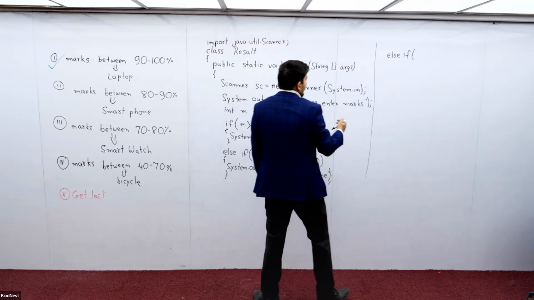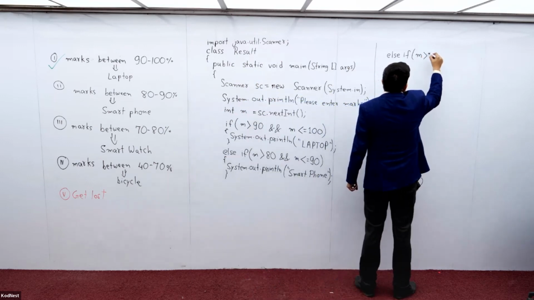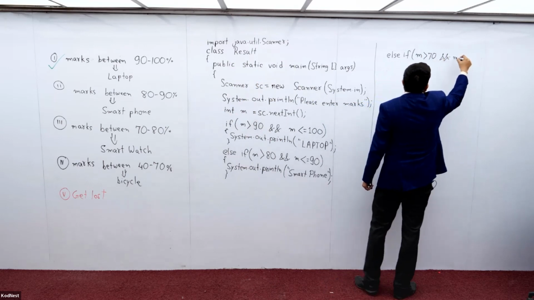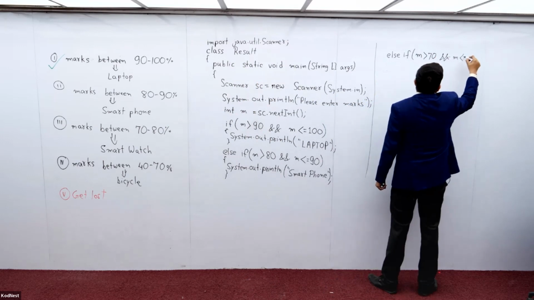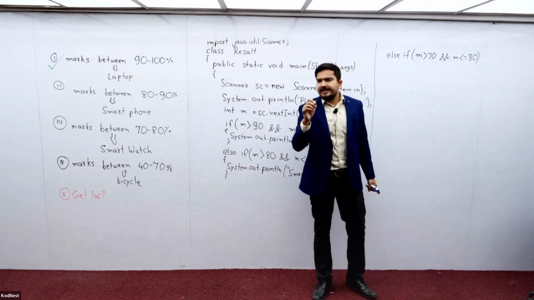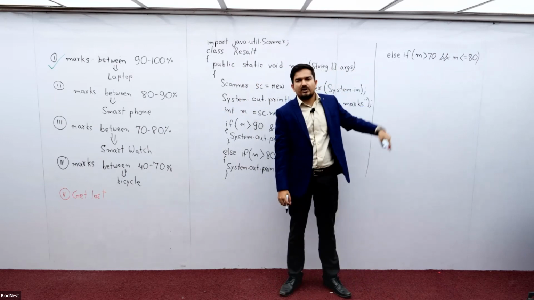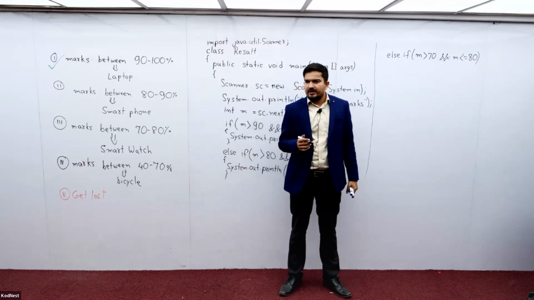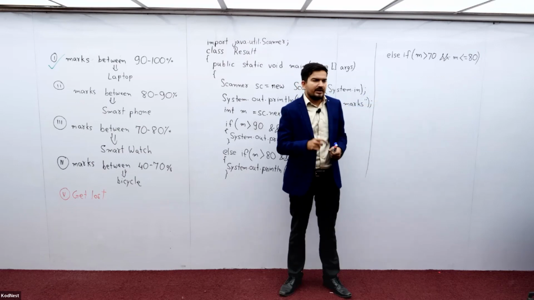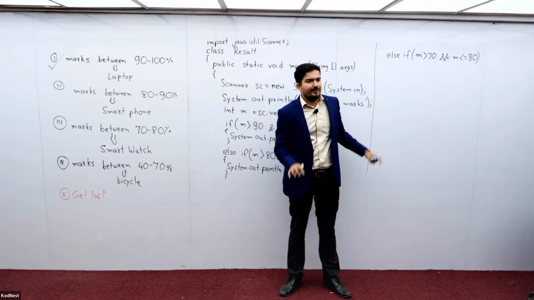So maybe I am going to say if marks happen to be greater than 70 and marks happen to be less than or equal to 80. Whenever we are saying less than equal to, that means 80 is also included. If we will simply say less than, what will happen? 80 will not be included. If the user enters 80, what is going to happen? The condition will be false. But in this case, when we are adding equal to, if 80 is there, then also condition will be true.